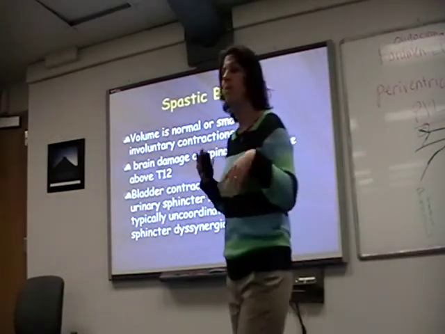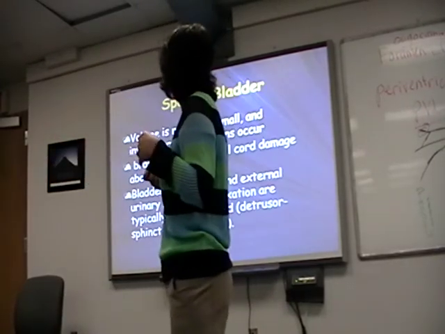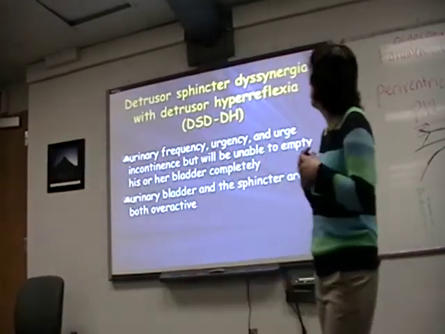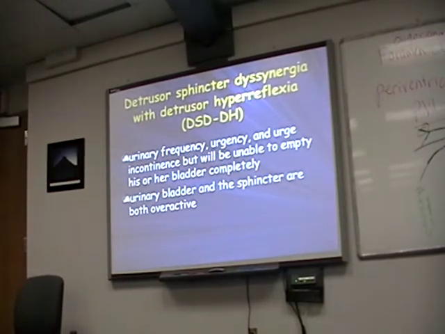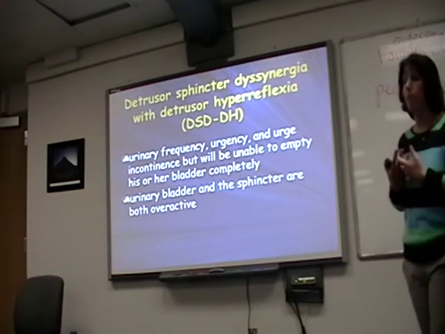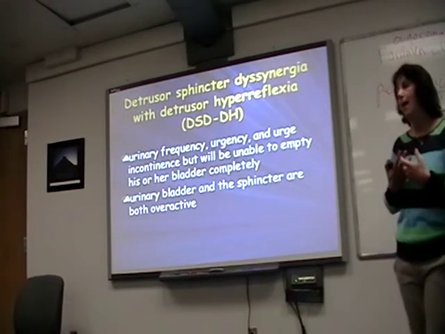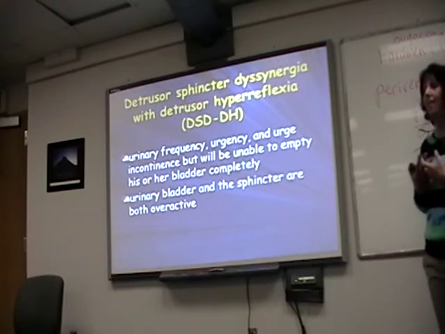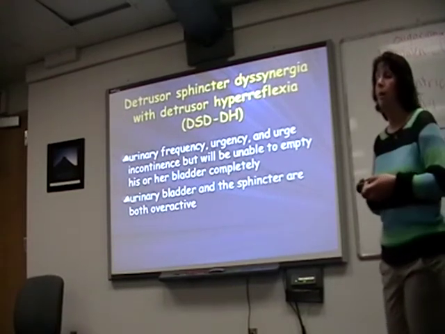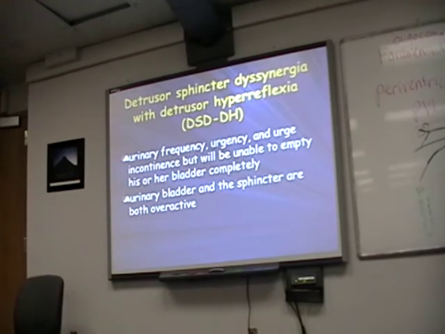So with someone, well, yeah, let's go to that one. So this is our dyssynergia. So we have urinary frequency and urgency. So they feel like they need to go. They feel the pressure, but they cannot relax that sphincter. So they cannot contract the bladder. So basically they can't completely void.